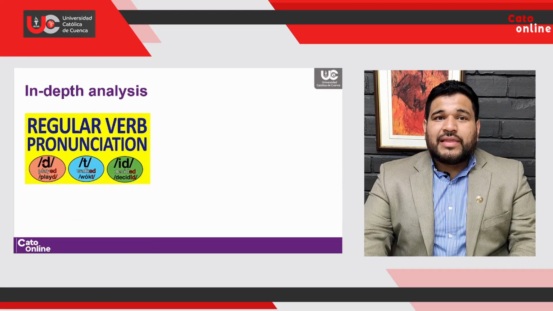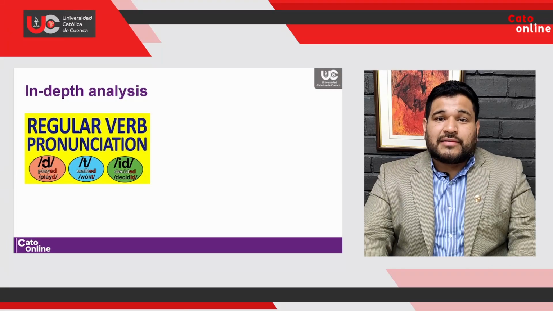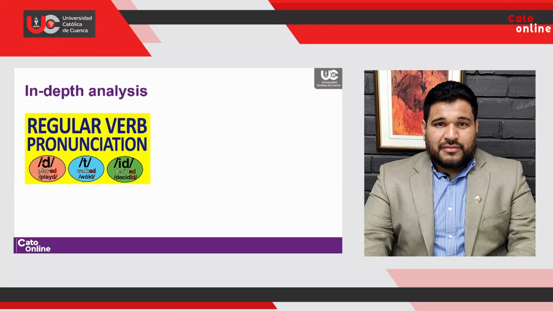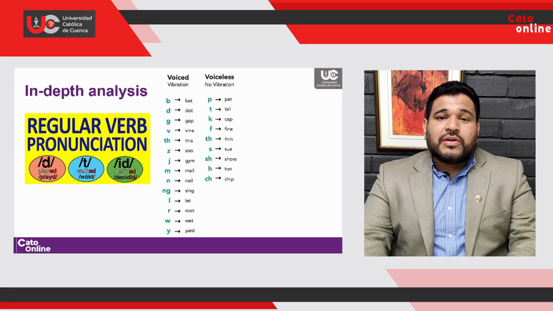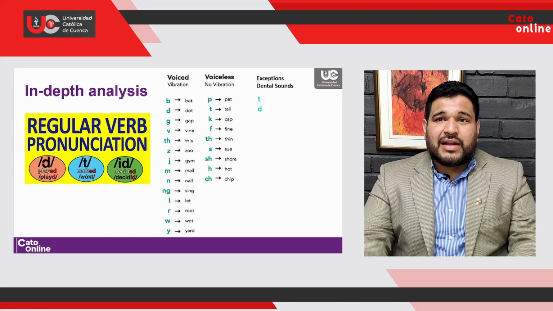Next, let's do a deep analysis of the regular verbs. Okay, so in regular verbs, when forming a simple past structure, we have to bear in mind 3 different pronunciation aspects. That is the phonology in the t, d, or id. As you can notice, you will identify voiced vibration with sounds, voiceless, and some exceptions that are the dental sounds, the sounds that are t and d. Okay, let's get started.